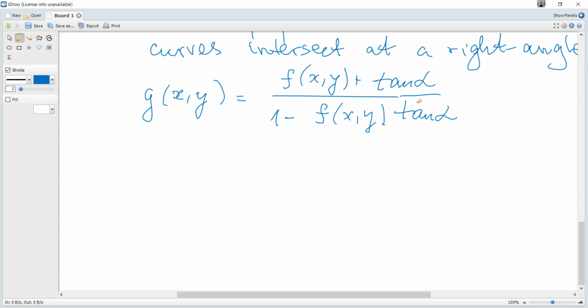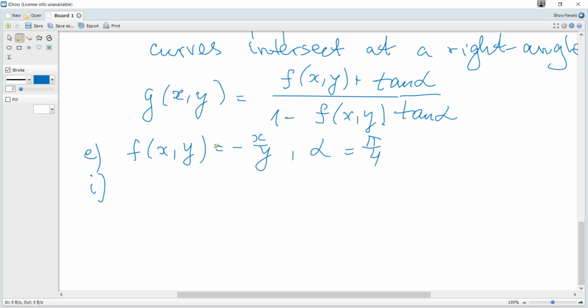In part E, consider the specific case where f of x, y is negative x over y and alpha is pi over 4. Show that g is y minus x over y plus x, 2 marks.